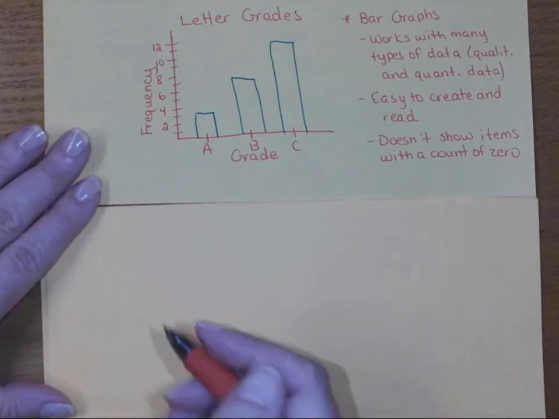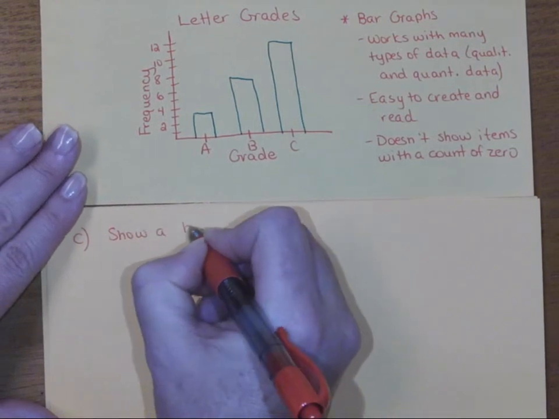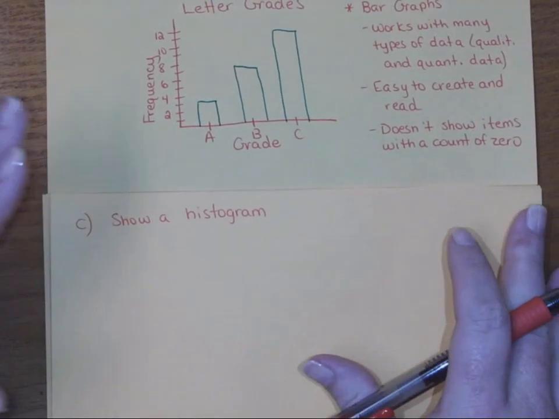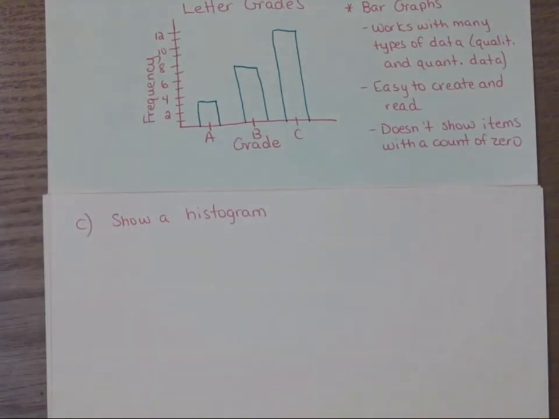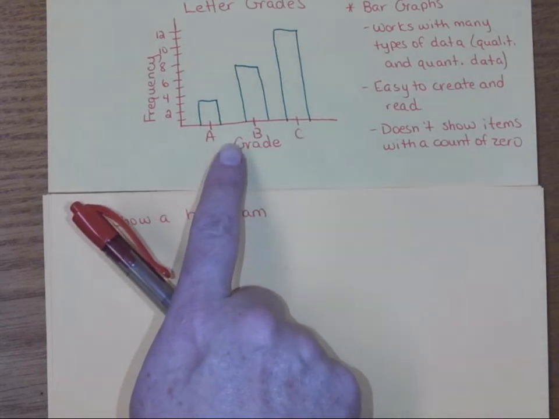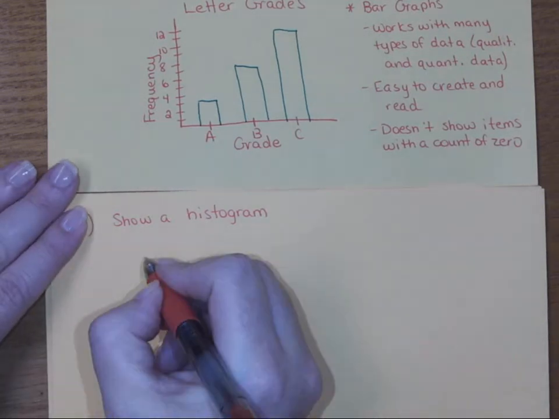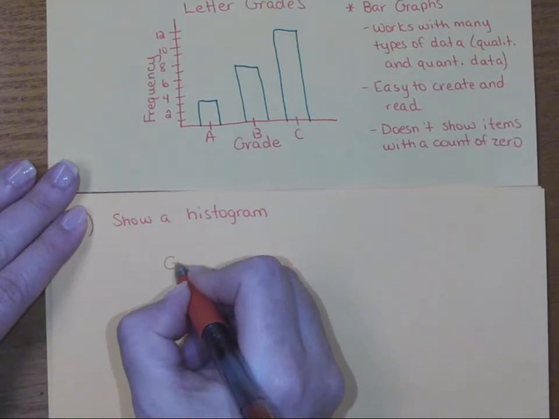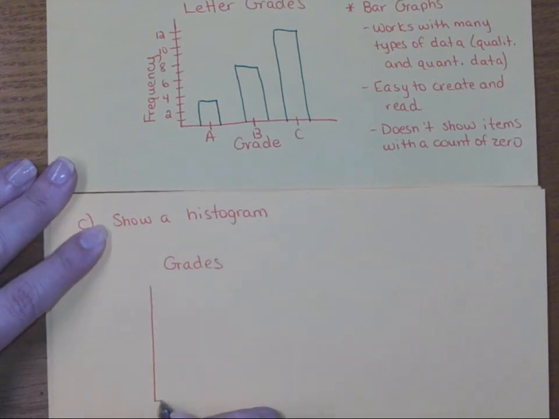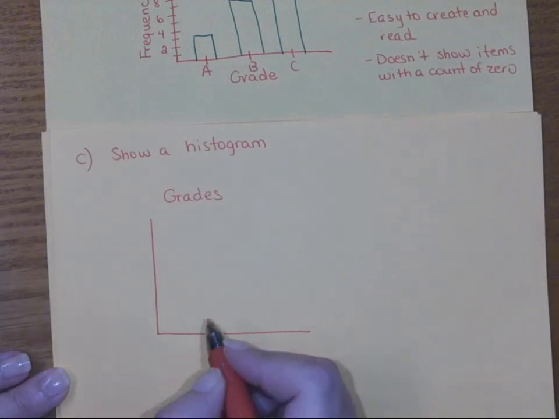Okay, so I want to compare this with a histogram. Now, go back and look at the definition for histogram. Notice that our horizontal axis has to be quantitative. Notice my horizontal axis right now is not quantitative. Okay, so what we would have to do instead is alter this just a little bit. So we're not going to show letter grades, but maybe we could show just grades. Okay, so this is maybe how we could do this.